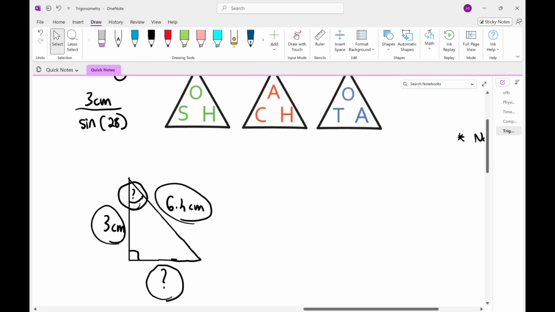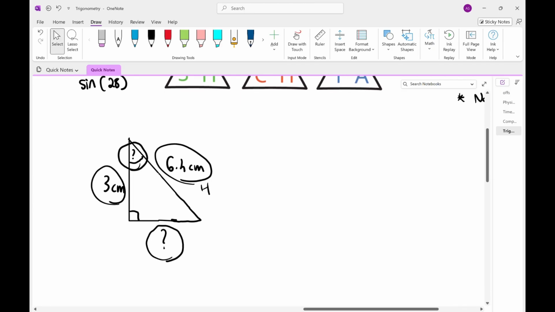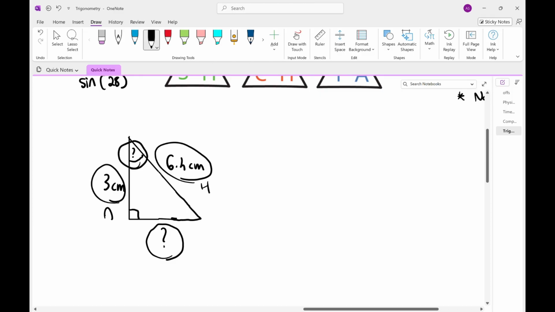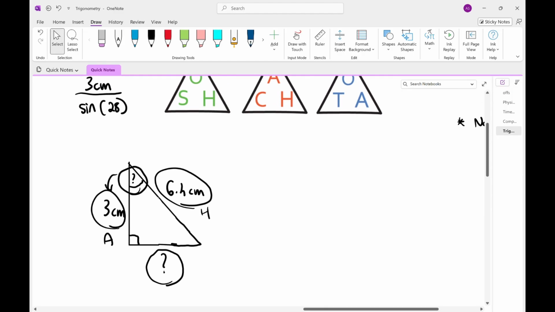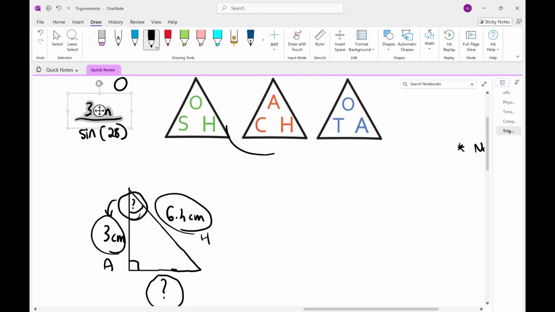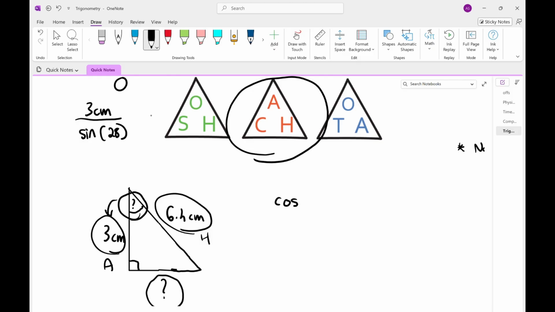We'll see. What is the 6.4? The 6.4 is the hypotenuse. What is the 3 in terms of this angle? It's adjacent to this angle, as we can see. Now what we're going to do with this information is we know that it's this triangle. So what we're going to put into our calculator is cos to the -1 of the 3 over 6.4.